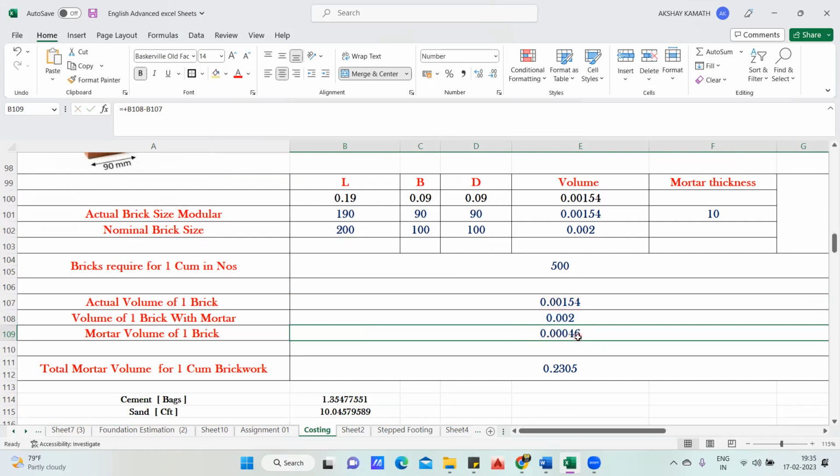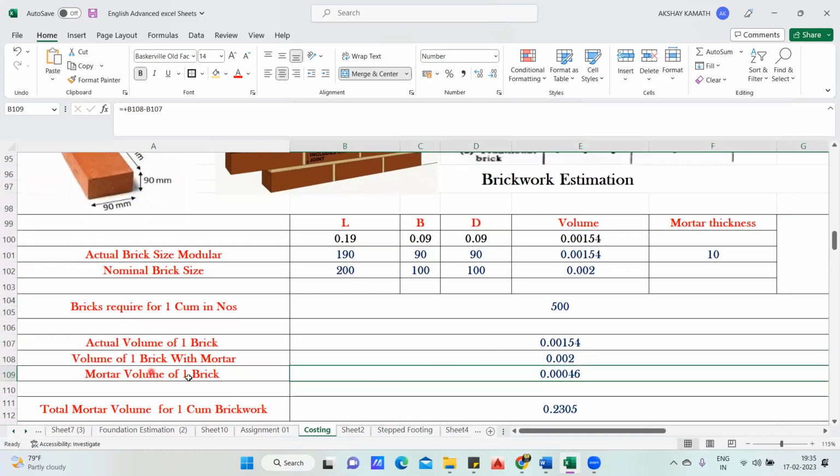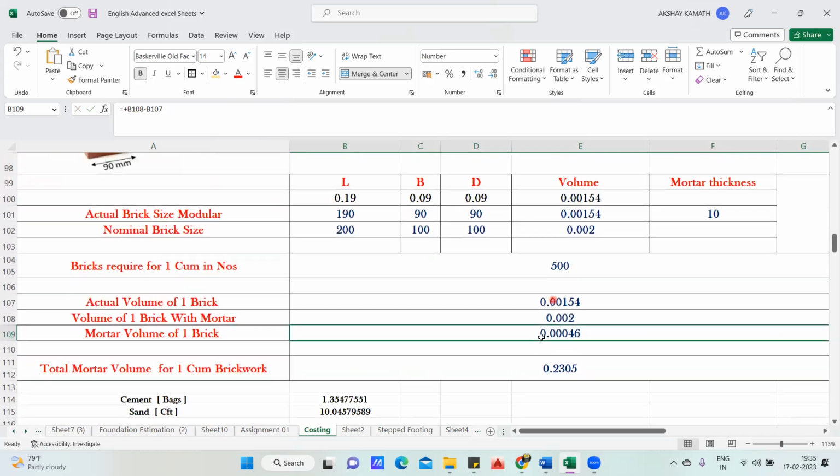So this is the volume of mortar which has gone inside one brick. Fine, now I have found the mortar volume for one brick. So how many bricks? This is for one brick. How many bricks do I have? 500 bricks. So if I want to do 1 cubic meter of brickwork, how many bricks are required? I know 500 bricks are required. How much mortar is required?